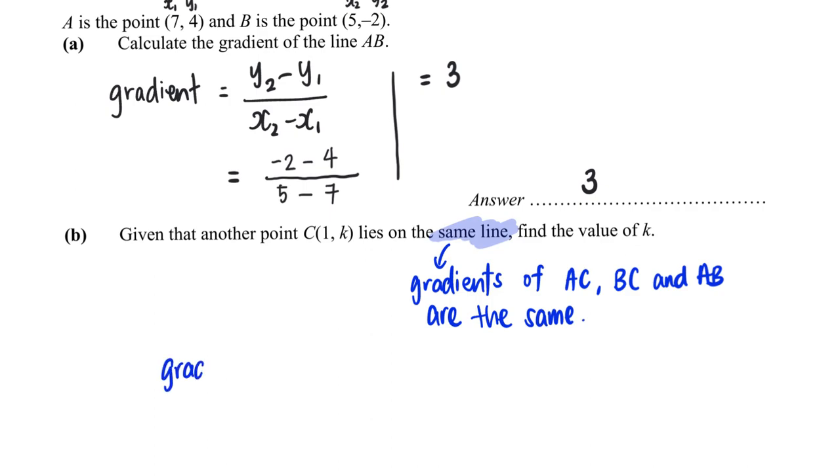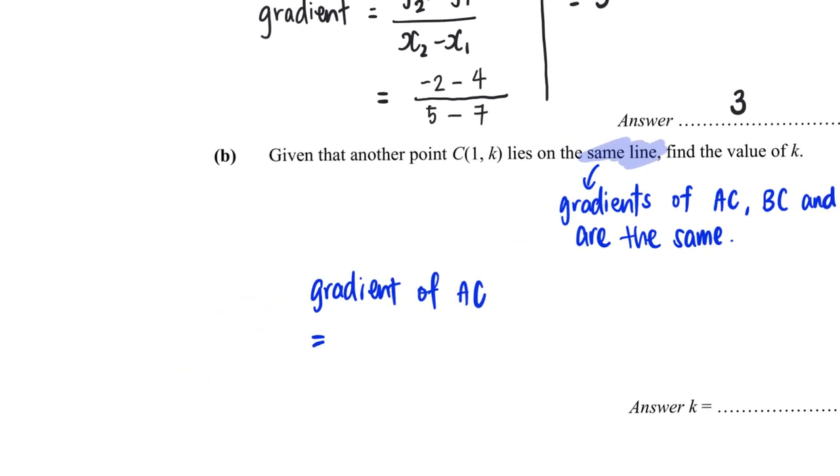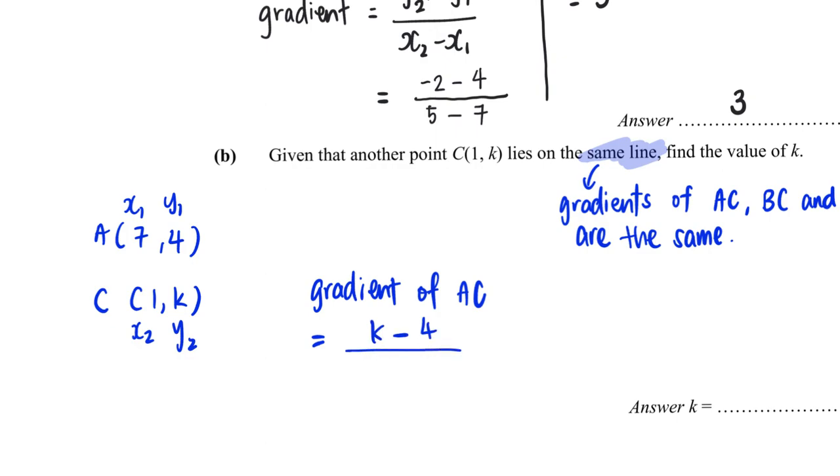So gradient of AC then is equals to, so I'm going to just write it at the side, okay? So that it's easier for everybody to see. This will be my point C, and my point A is 7, 4. So x1, y1, x2, y2. Then you will have k minus 4 over 1 minus 7. And this will give me k minus 4 over -6.